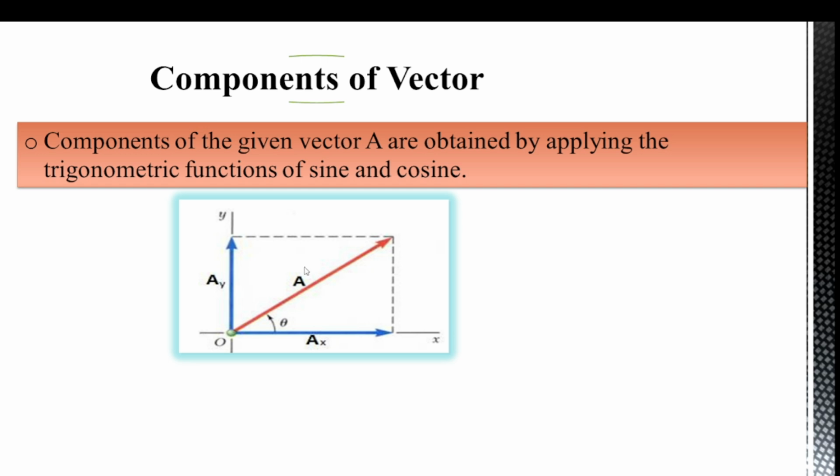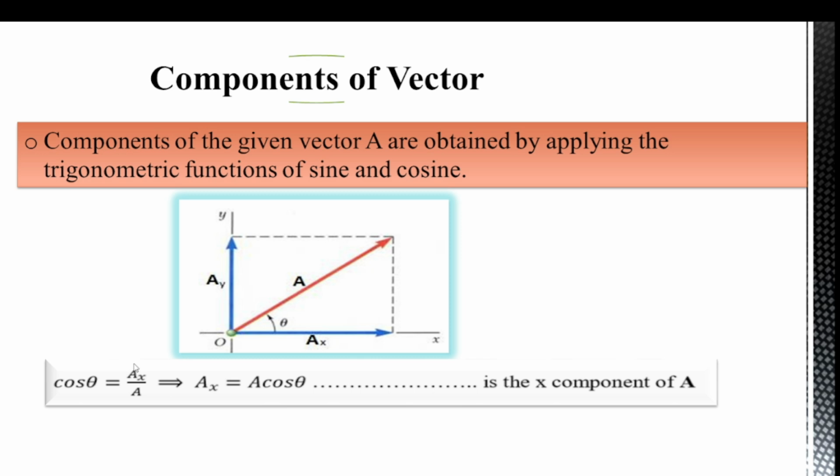So to find the x component of vector A and then the y component of vector A, we have to use the trigonometric functions of sine and cosine. Cosine of theta is equal to adjacent over hypotenuse, so ax becomes a cosine theta. Sine of theta is equal to opposite over hypotenuse, so ay becomes a sine theta. Great.